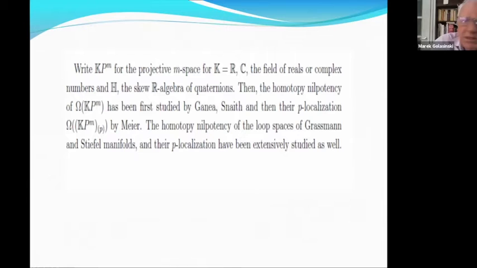Also, there are generalizations of spheres, like Stiefel manifolds, and generalizations of projective space, like Grassmannians. Also, you can show, using the same method as for projective space over quaternions, that the nilpotency class of Grassmannians and Stiefel manifolds over complex numbers and quaternions are finite. But over reals, it is not in general, but their p-localizations can also be evaluated and are finite.